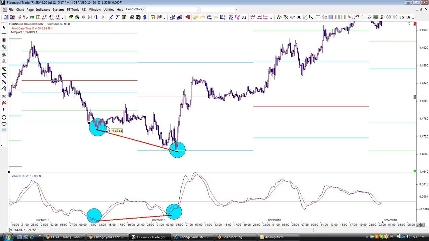Now, the fewer crosses between those two lows, the better. You see how the MACD is crossing a few times here, here we have a cross. The fewer crosses we have, the better the MACD divergence is. So if we see something like this with just one curve and one cross, it's better than if we see a few swings within those two lows.